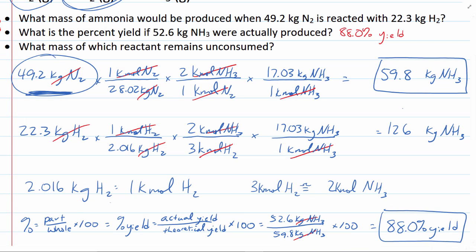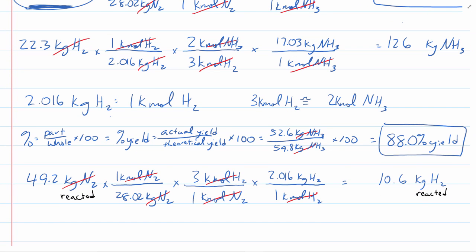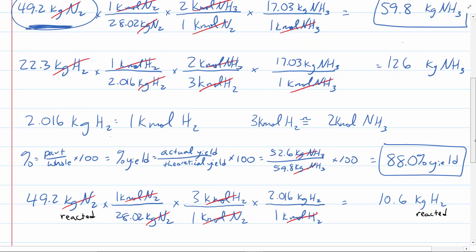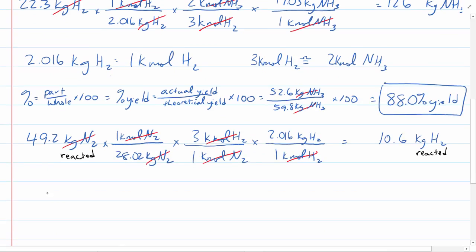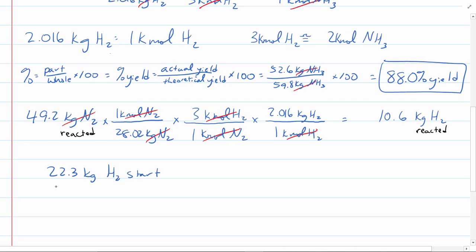We know the mass of H2 that we started with, which is the 22.3. So again, we started with 22.3 kilograms of H2 at the start. We know that 10.6 kilograms of the H2 reacted. And so if we subtract these, we wind up with 11.7 kilograms of H2.